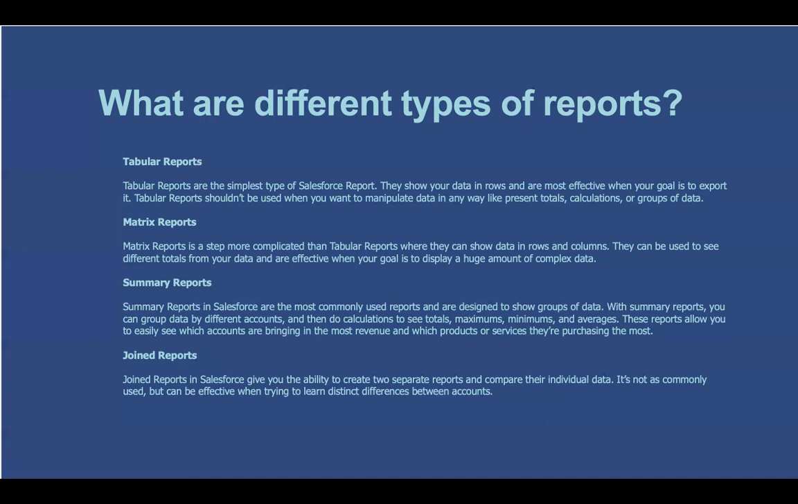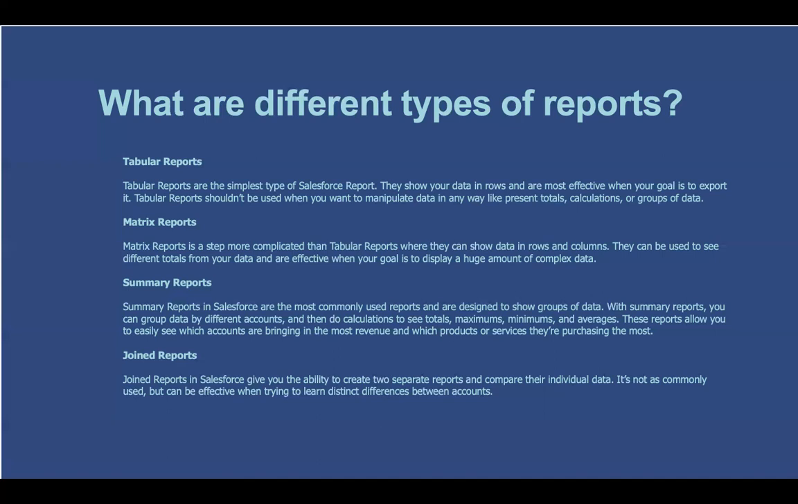The third type of report is the summary report. The summary report is, I would say, the most commonly used report, and it is designed to show all the groupings of the data sets. You can group based on different accounts or different categories, and see totals, minimums, maximums, averages, and a lot of other stuff. This is one of the most widely used reports. You can dive deeper into it; I am just explaining at a high level.